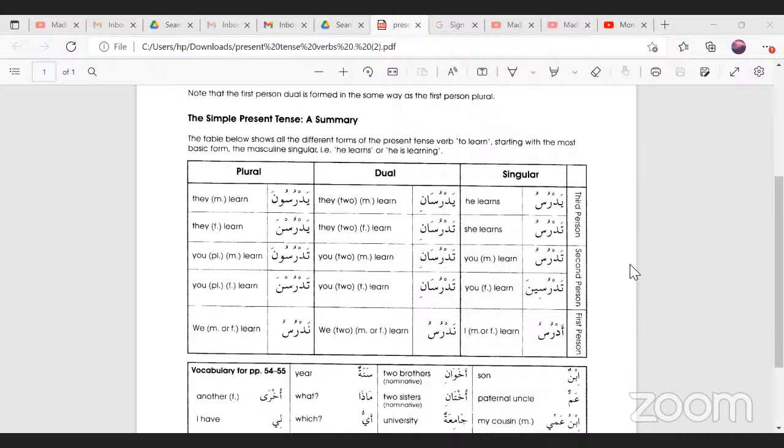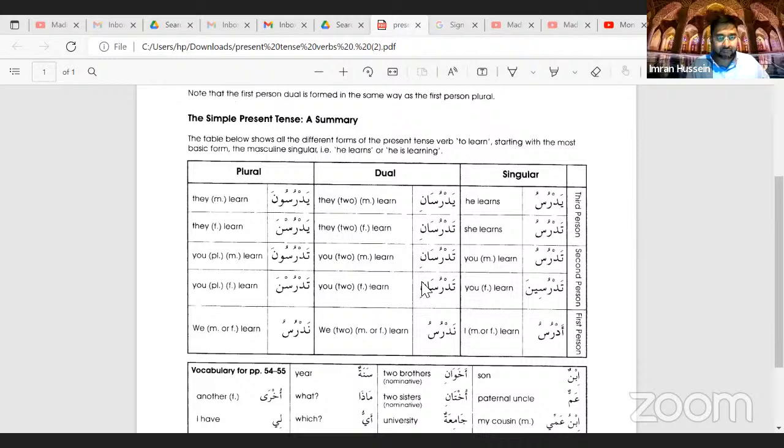Now, what's happening here is this. The first six forms: 1, 2, 3, 4, 5, 6. The first three, yadrusu, yadrusani, yadrusuna. These are singulars. You have a ya there. Then we added alif and the noon with a kasra to make yadrusani. And then we added waw noon, yadrusuna, that's a plural for they.